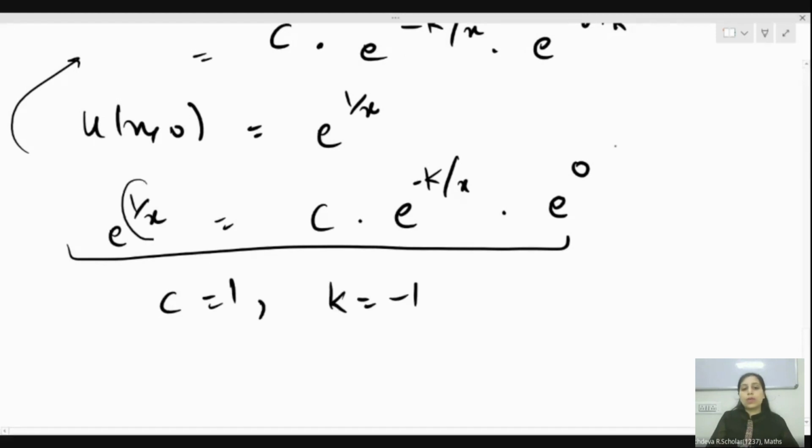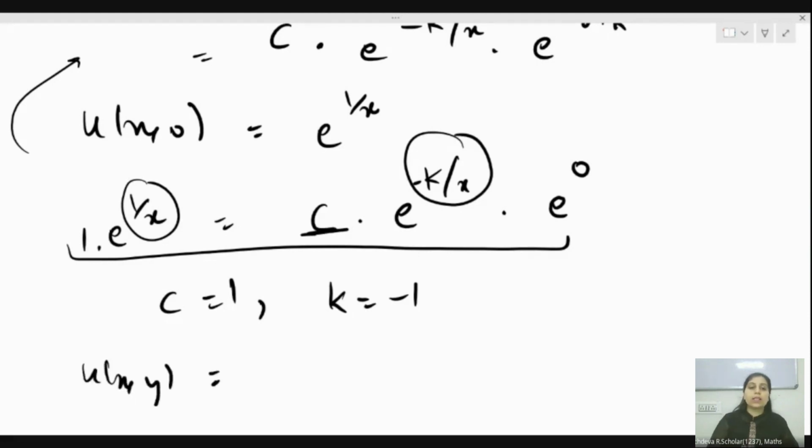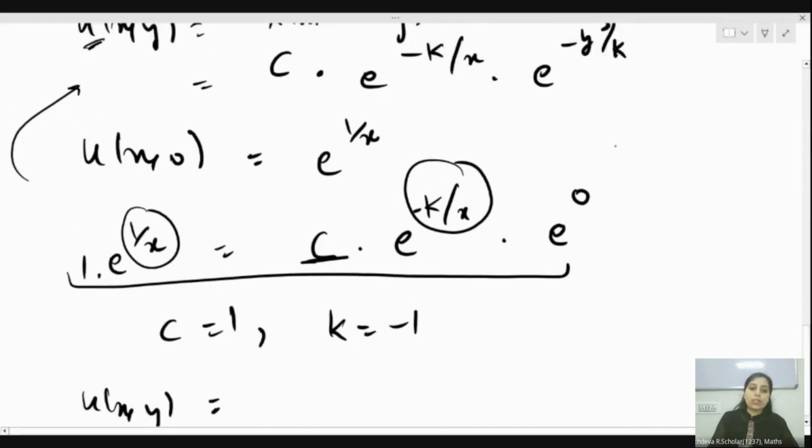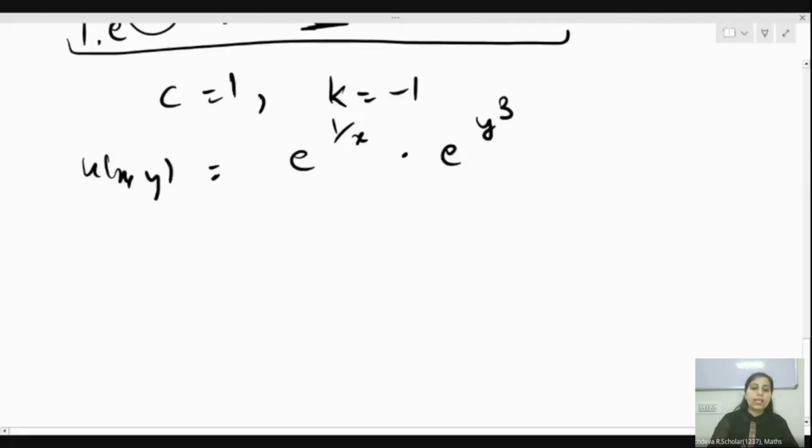1. From here, k is equal to minus 1, and from here, c is equal to 1. So substituting back, we get the final solution as u(x,y) is equal to c as 1, e raised to power k minus 1, that will give you e raised to power 1 by x. K as minus 1 will give you only y cube. So the final answer is e raised to power 1 upon x into e raised to power y cube.